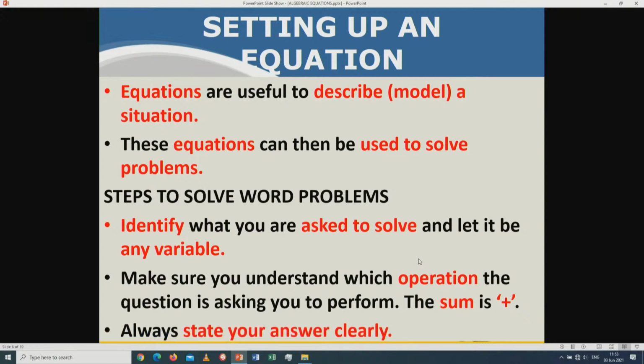Right. And then lastly, we must ensure that we answer the question. Always state your answer clearly. For instance, the situation will be presented and then you will let the question be represented by a variable. Remember that variable was not part of the situation. Then you'll have to rephrase again to go back to what you have been asked and answer that question.